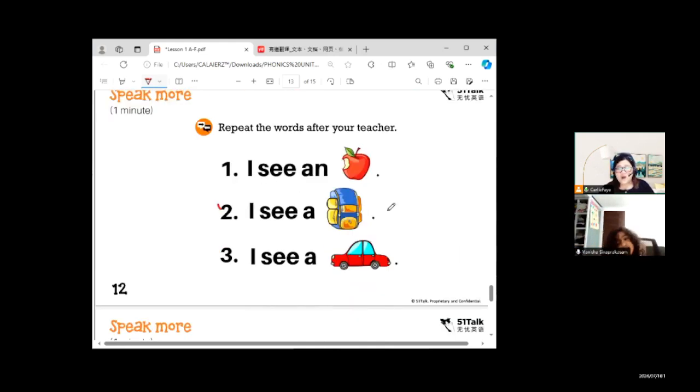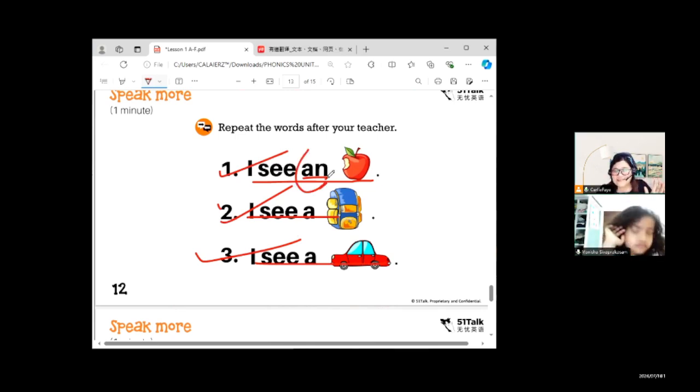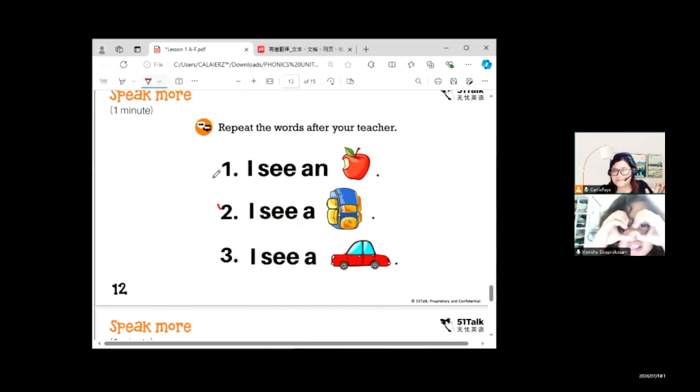Now this one, Vanisha, tell me, what can you see? I say, what do you see? You can say, I see an apple. Can you read? I see an apple. I see a bag. I see a car. Very good. But this one is an apple. I see an apple.